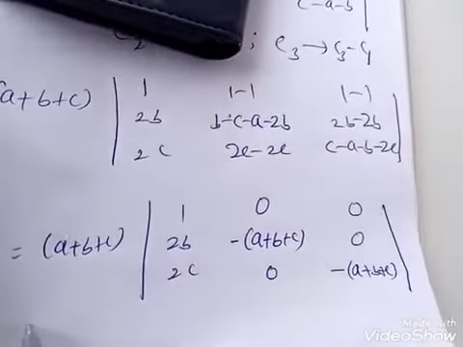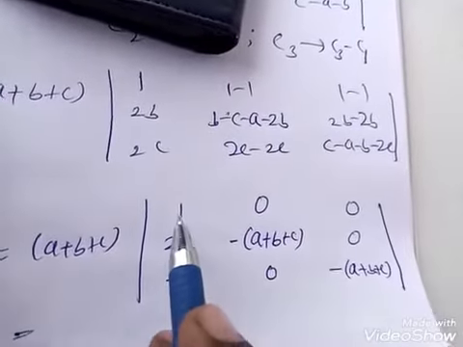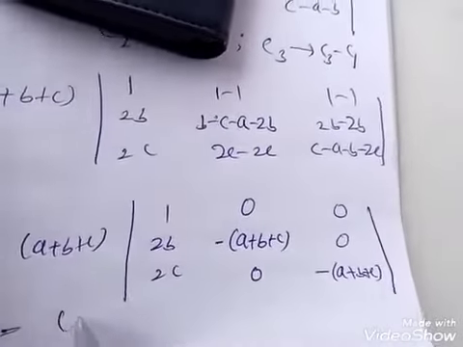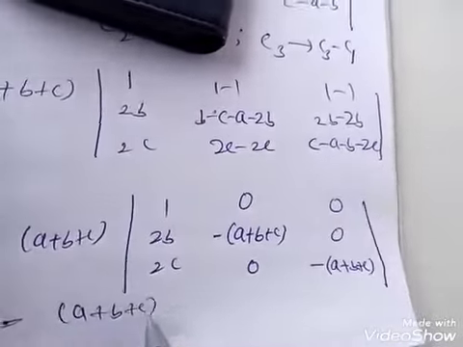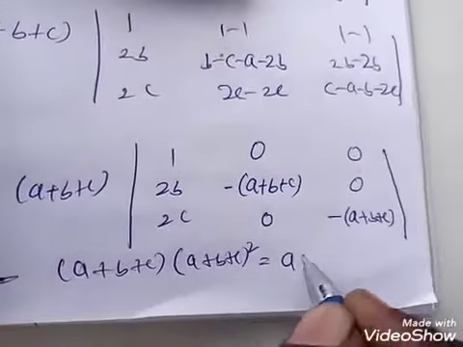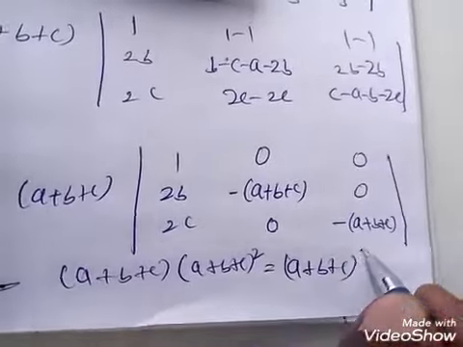Observe there. Then again what do you know? Product of the elements of the principal diagonal, 1 into (a plus b plus c) into (a plus b plus c), that is (a plus b plus c) whole square. Therefore (a plus b plus c) into (a plus b plus c) whole square, that is nothing but (a plus b plus c) whole cube. Hence proved.